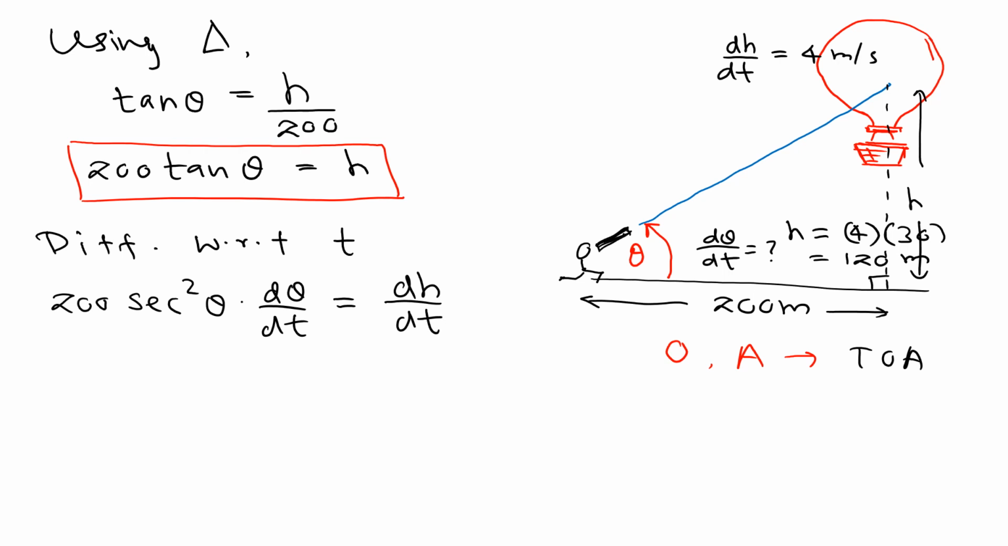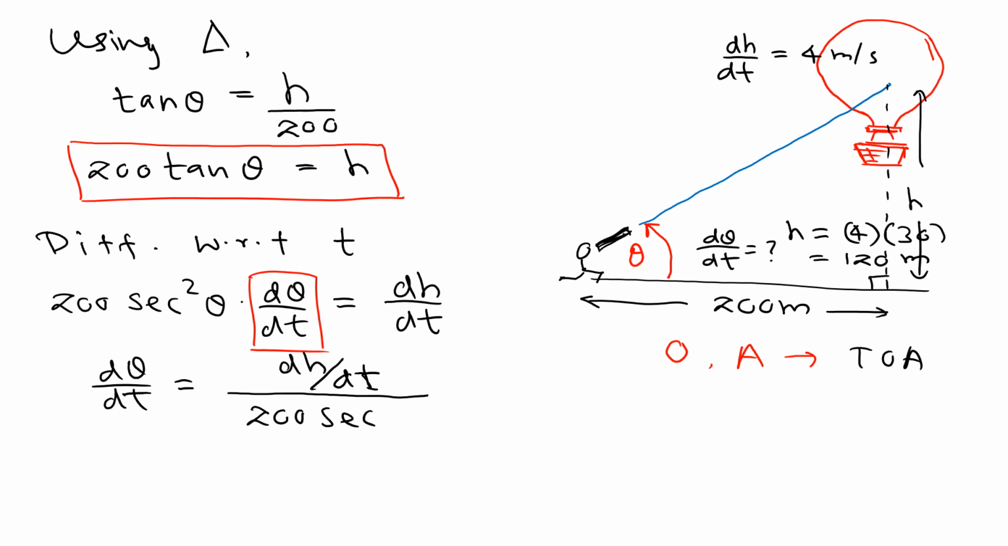Okay, and then what we need to do is find d theta over dt. We can solve for that. If you solve for that, you get d theta over dt equal to dh over dt divided by 200 secant squared. But we don't know the secant, but we can write secant using tangent.